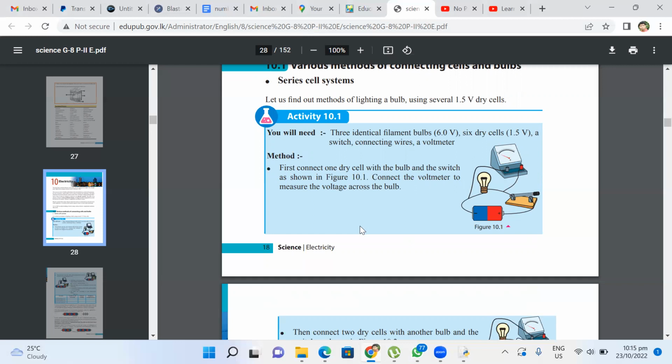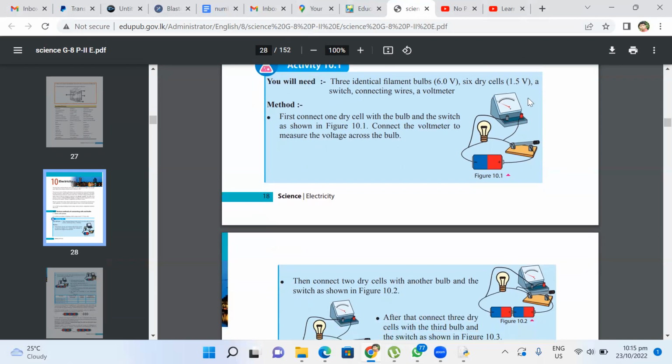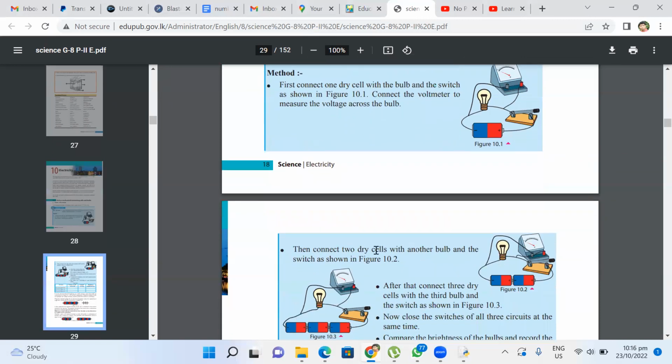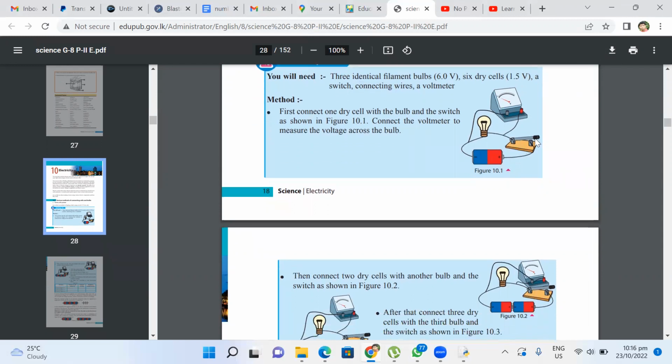The dry cell is connected to the bulb as shown in figure 10.1. You can see the bulb is connected, there is a switch, and there should be a voltmeter, because you are going to measure the voltage. Then connect two dry cells with another bulb. You can see the power is not enough. Maybe you cannot see the filament turn on. Sometimes it is very light, sometimes not measurable. You can just experiment with this.